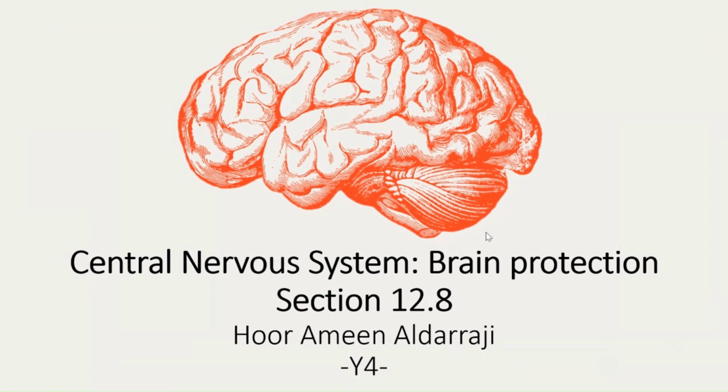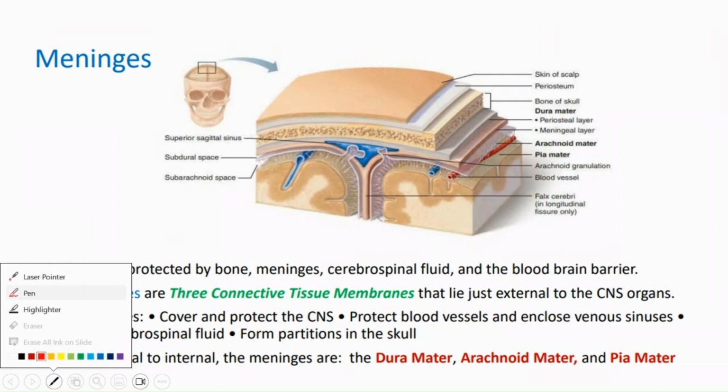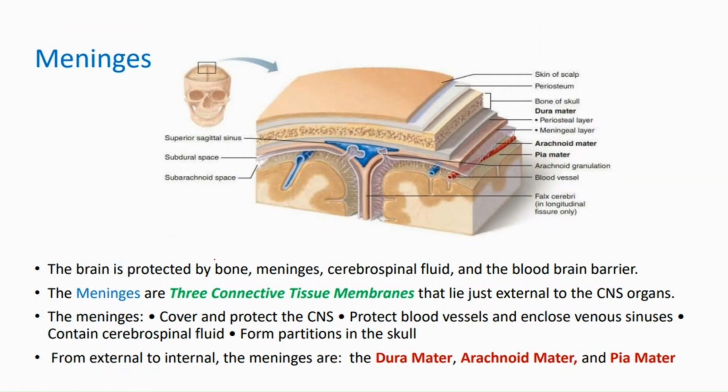In this video, I'm going to explain a section of the central nervous system chapter, which is the brain protection section. So we will start here. The brain is protected by bone, which is the skull, meninges, cerebrospinal fluid, and the blood-brain barrier. We will be discussing each of these in the following slides. We will skip the bone for now. We will start with the meninges.